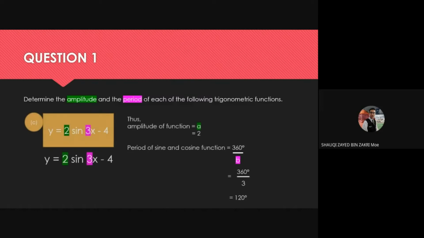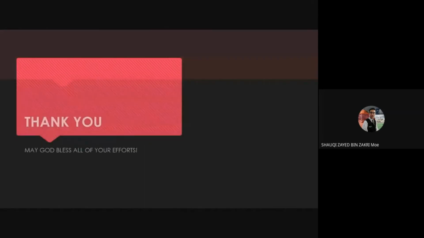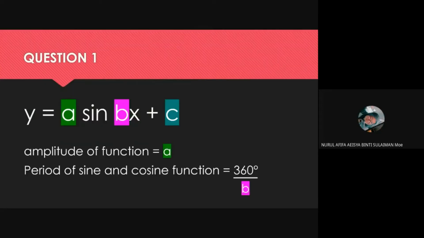Whereas the final question, even though they give C, the question only wants amplitude and period. So you just do the same process again. Amplitude is 2, and then the period is 360 divided by B. So 360 divided by 3 is 120, and that is all for question 1 ABC. So is there any question? No. All right.